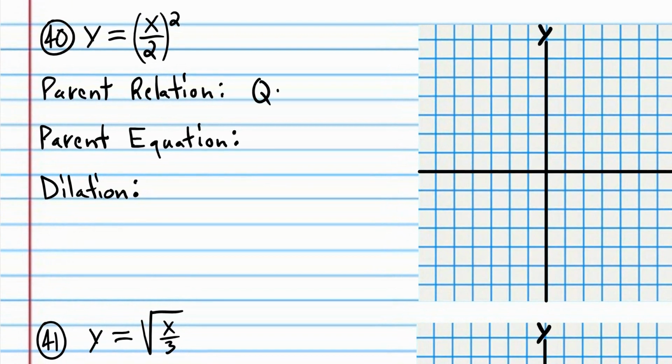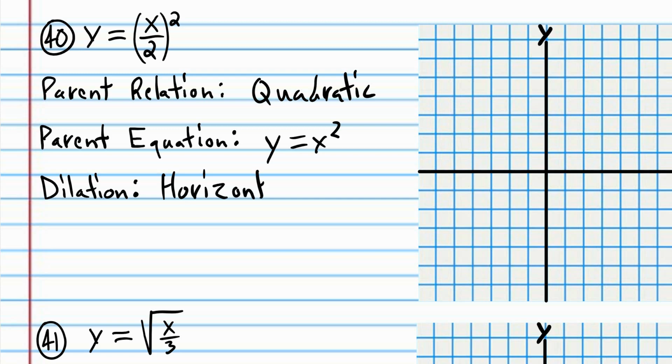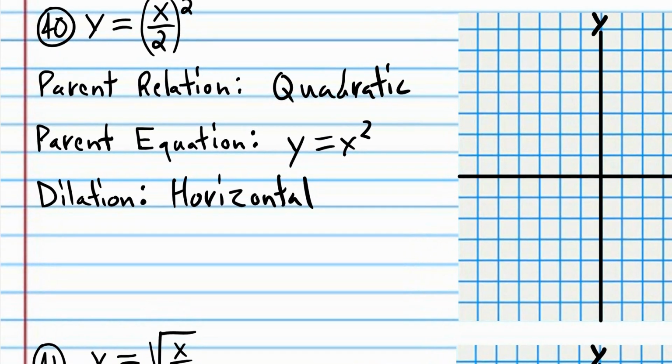The parent relation is the quadratic. The parent equation is y is equal to x squared. And this is a horizontal dilation because we're dividing x. Whenever you multiply or divide x, it's a horizontal dilation, and it's a stretch because we're dividing.